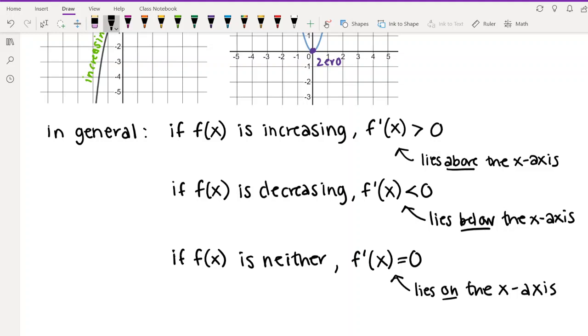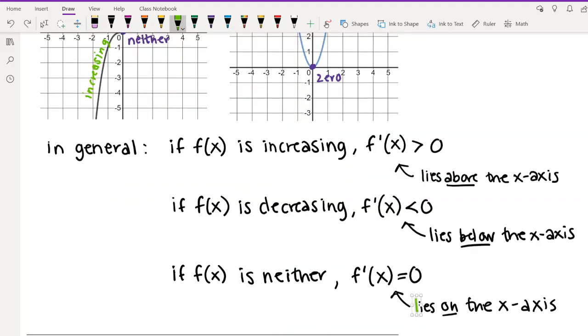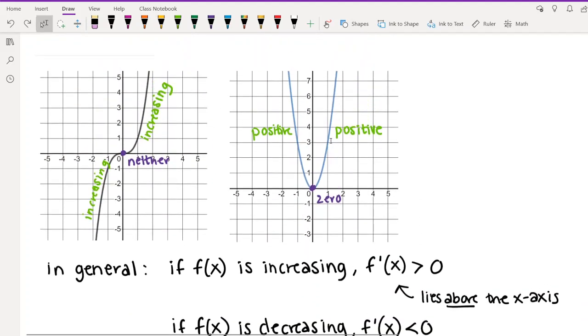So why is this? I mean, we saw that it's true in this picture, but really the reason this is true just goes back to what the derivative tells you. So the derivative tells you the slopes of the tangent lines, right? And so when a function is increasing, we saw that, for example, at 1, we had this positive slope of positive 3. And so that means that the derivative is going to have a point at a height of 3. And so that point is going to be above the x-axis.